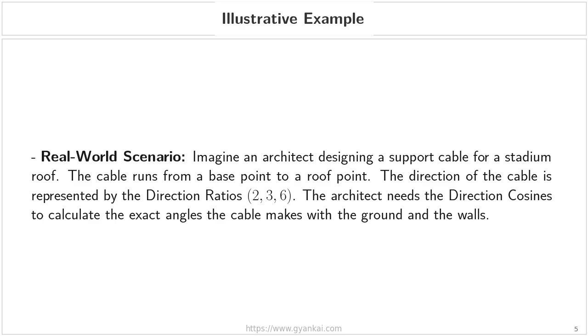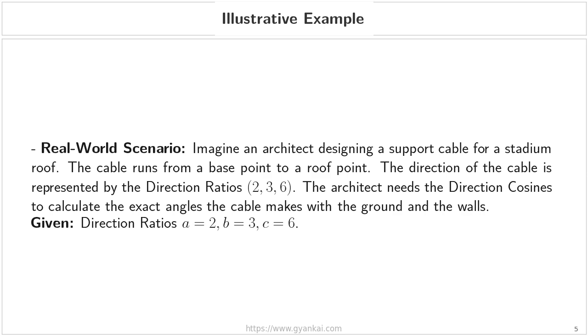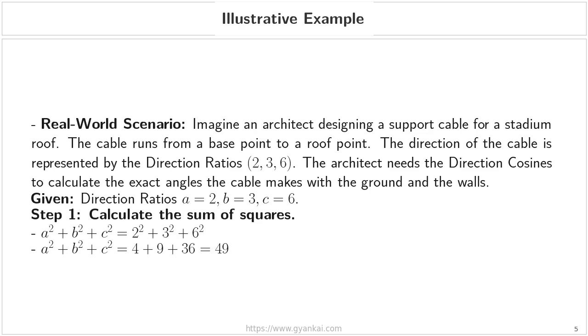However, the architect cannot work with just any proportional numbers. They need the direction cosines to calculate the precise angles the cable makes with the ground and the stadium walls. So, looking at our given values, we have the direction ratios where a equals 2, b equals 3, and c equals 6. Let's solve this step by step. In step 1, we need to calculate the sum of the squares of these ratios. We take 2 squared plus 3 squared plus 6 squared. This gives us 4 plus 9 plus 36, which totals 49.